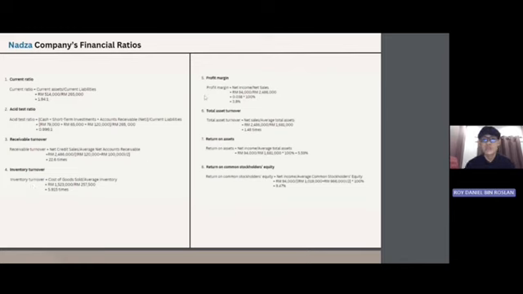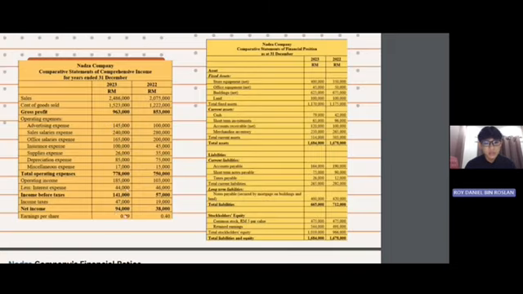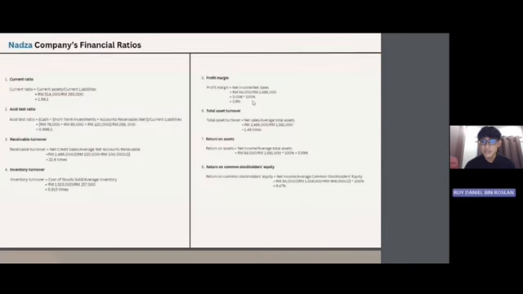Next is profit margin. The formula is net income over net sales. Net income is 94,000 over net sales of 2.486 million. Net income you can get from the comprehensive income statement, the 2023 one, and net sales 2.486 million here. You will get 0.038, and then you times it by 100 to get a percentage. So the answer is 3.8%.